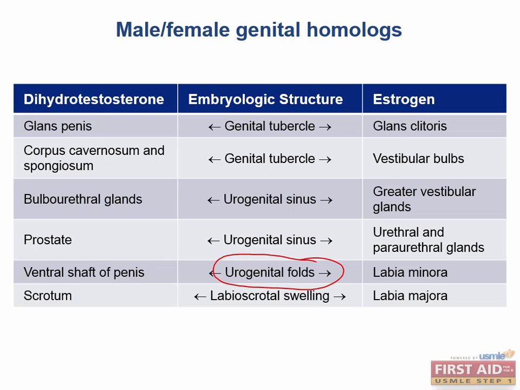While in females they form the labia minora, in males these come together and fuse to form the anatomical ventral shaft of the penis, which is the underside of it. It likes to be tested, it's very high yield, but this table in general, please do know it very well.